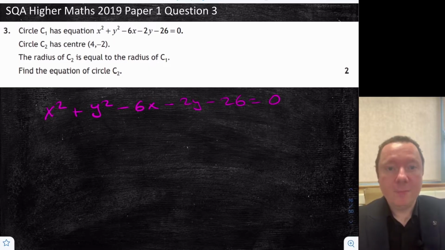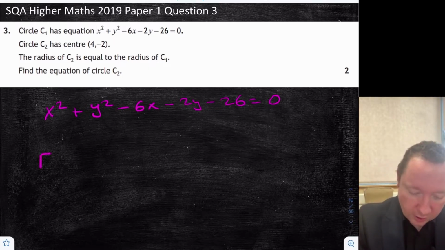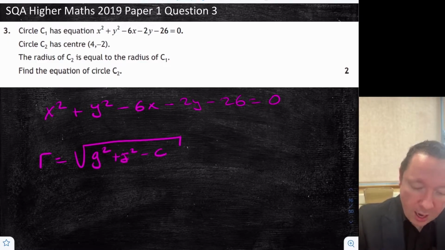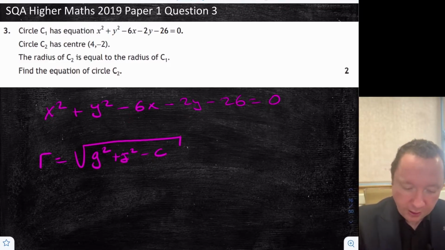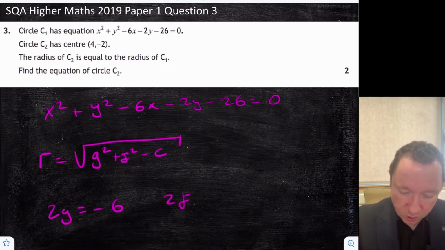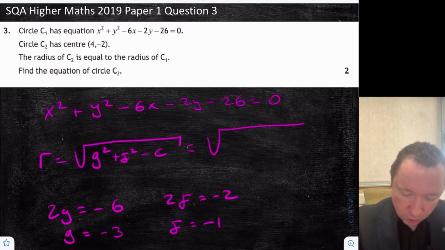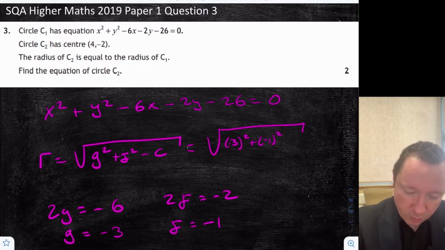You're given at the start of the exam paper the radius. The radius is quoted as equal to the square root of g squared plus f squared minus c. And your g and your f, well, this is called 2g and 2f. So 2g is minus 6 and 2f is minus 2. So my g is minus 3 and my f is minus 1. So my radius is equal to the square root of minus 3 squared plus minus 1 squared, take away c, but it's a minus already, so plus 26.